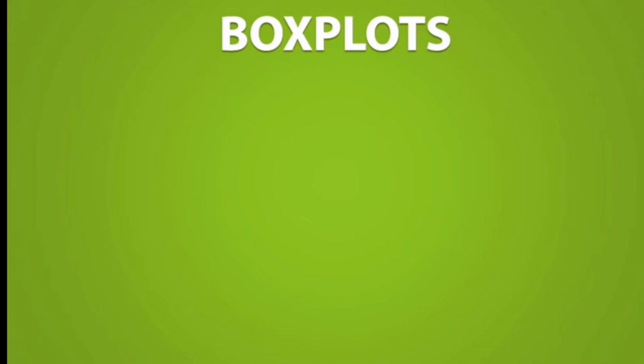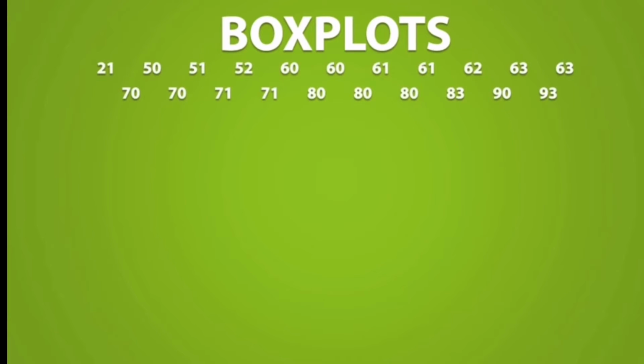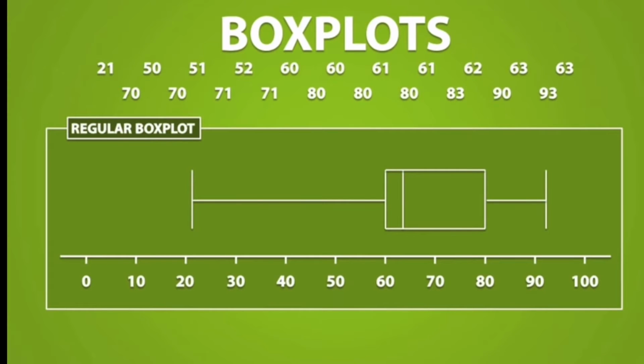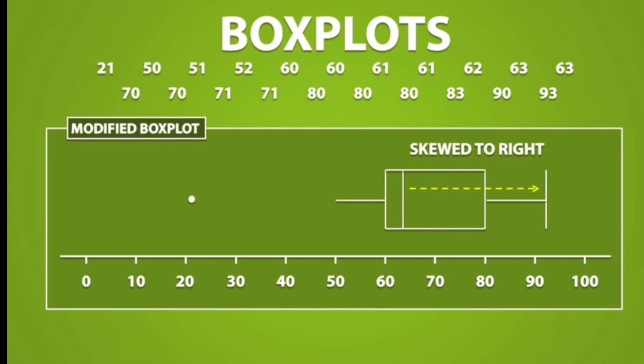When determining skewness for box plots, the presence of outliers may affect how we interpret the skewness. For example, for this dataset, we can construct this regular box plot. We might think that this distribution is skewed to the left, but when we convert it to the modified box plot, we can see that this dataset is actually skewed to the right.